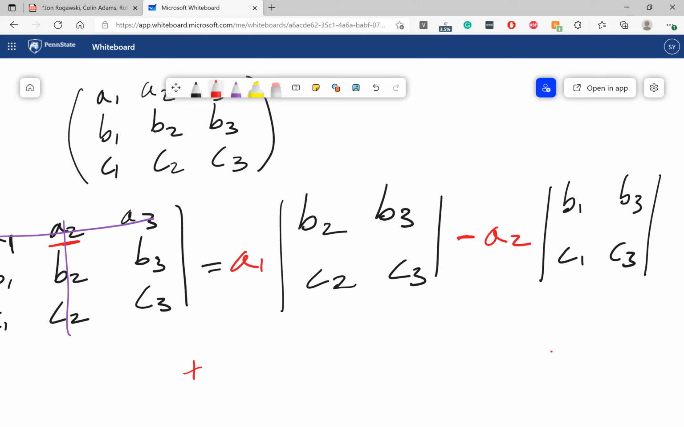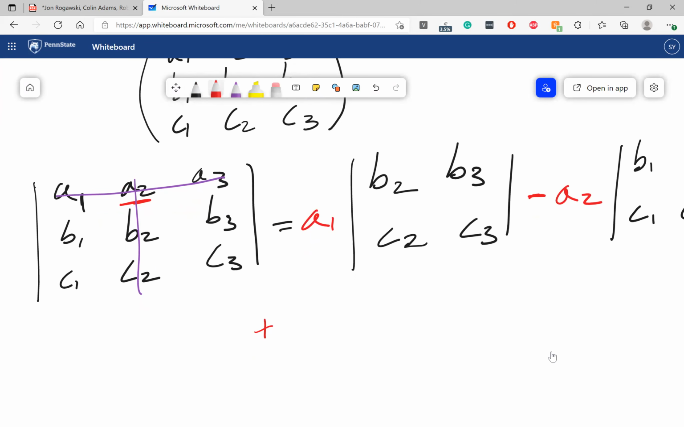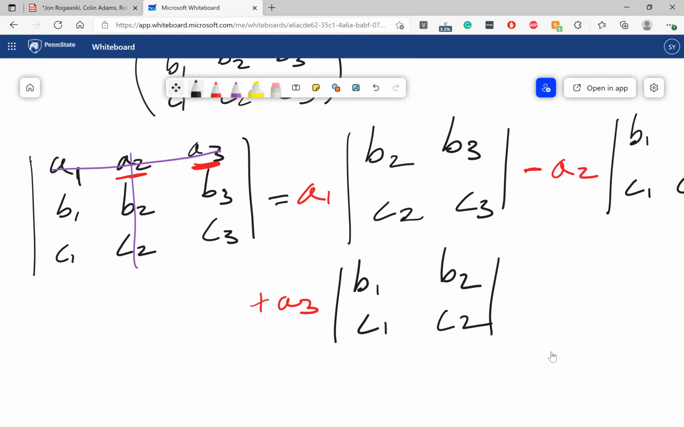And then we put plus, and we go to the last one, A3, and we put down the determinant of the matrix B1, B2, C1, and C2. Any questions so far? Okay, and then we take the determinant of these matrices.